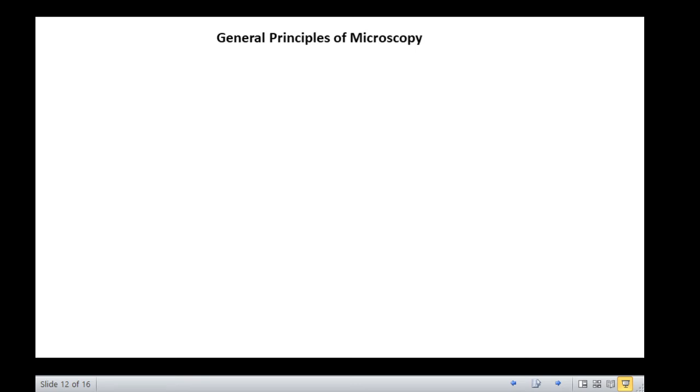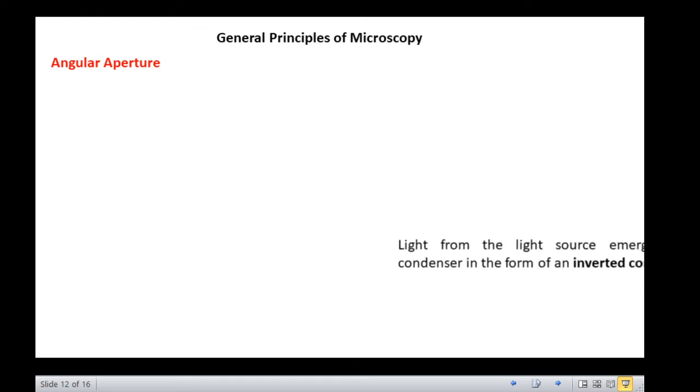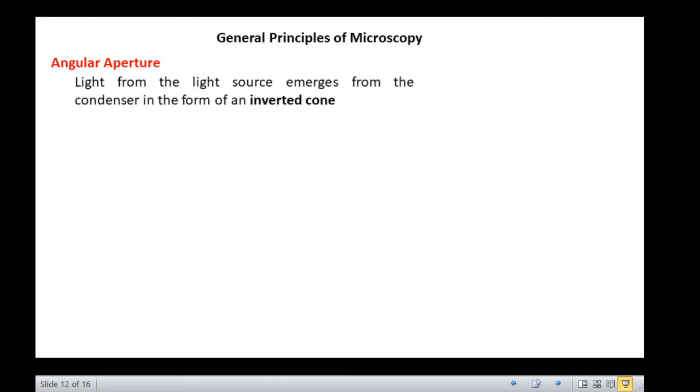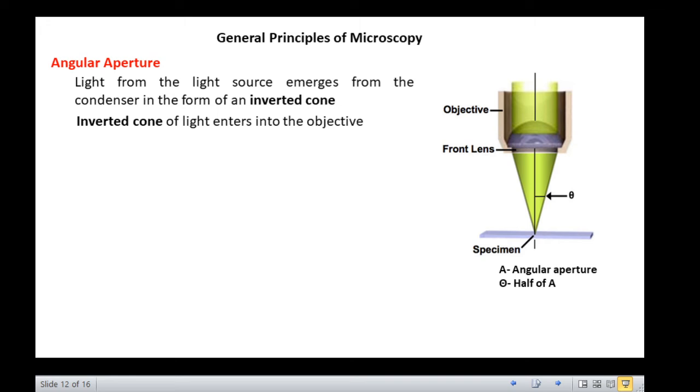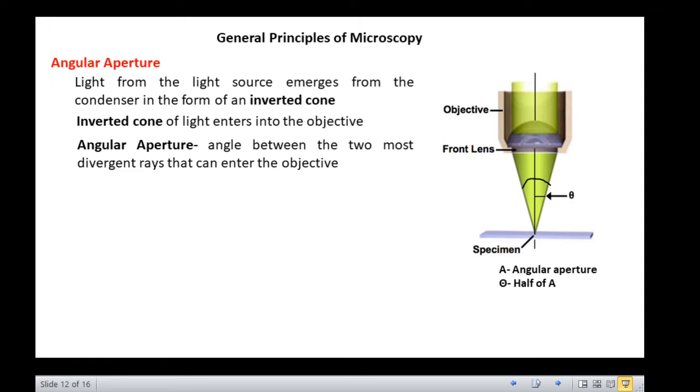Yet another important term in microscopy is angular aperture. The light from the light source emerges from the condenser in the form of an inverted cone, as can be seen in this picture. This inverted cone of light enters into the objective. The angle between the two most divergent rays that can enter the objective is defined as angular aperture of the lens. It is denoted by A.